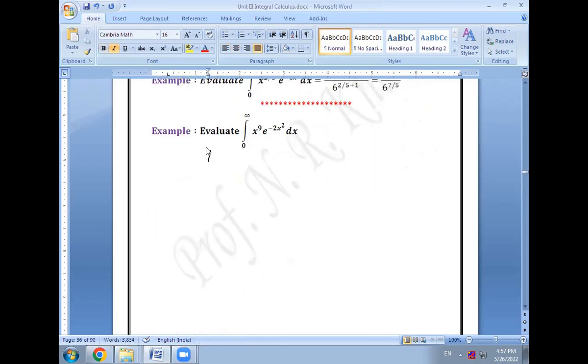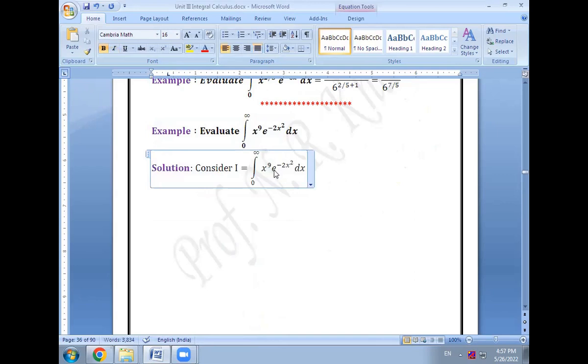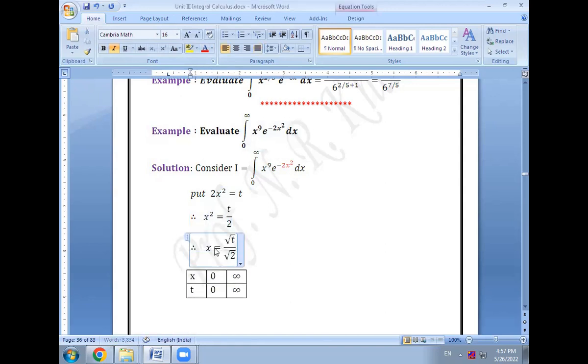The next example, evaluate integration 0 to infinity x raised to 9 e raised to minus 2x square. So in this example, we have to assume first I is equal to this integration. When we observe the index of your exponential function is minus 2 times x square, so we have to replace this value with another variable. So put 2x square is equal to t. Then we have to find the value of your x. So the 2 is multiplied to your x square, it becomes divided by 2. So x square is equal to t upon 2, taking the square root on both the sides. So x equal to root t upon root 2.